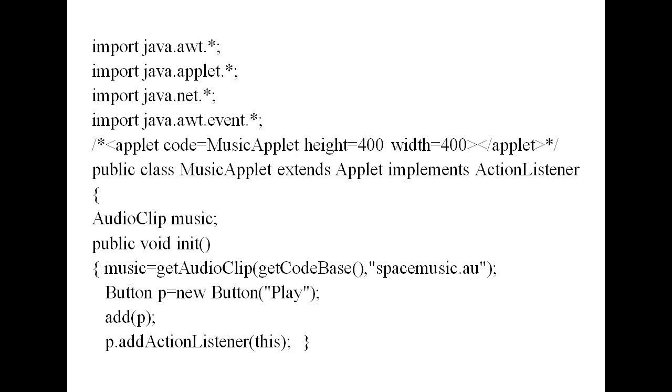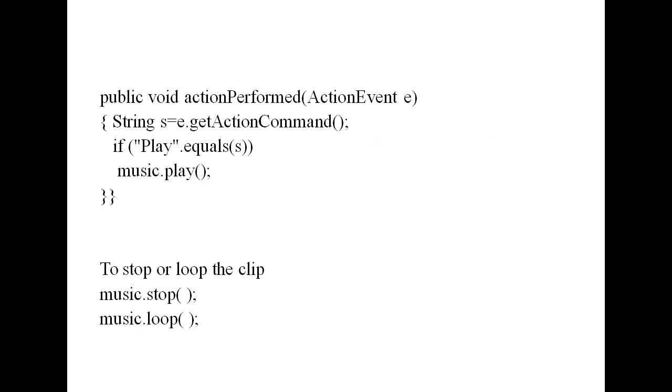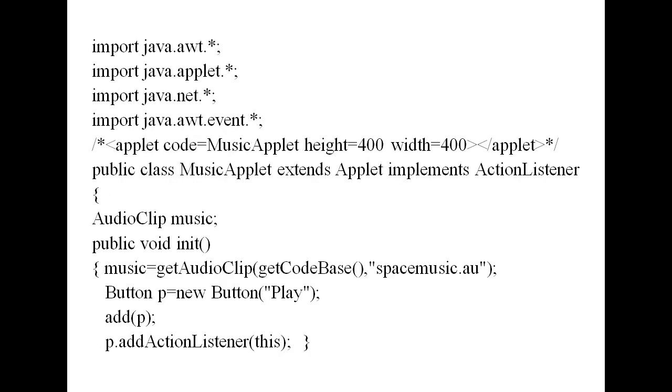An example is specified here. Instead of this example, I have already created one that I will show at the end of this slide. Here we need the help of the AWT package, applet package, net package, and event package. AWT event, the Abstract Window Toolkit event model, we have to implement here. Applet code is equal to MusicApplet, that is the name of our applet class. Height is 400, width is 400.